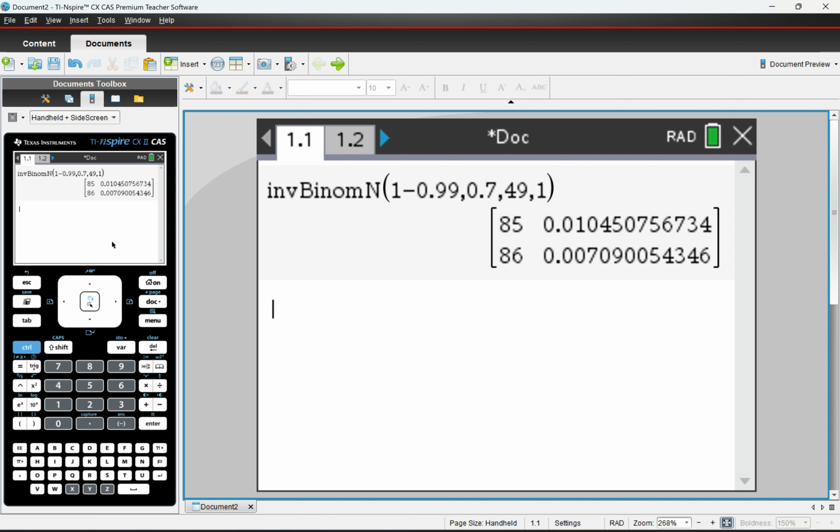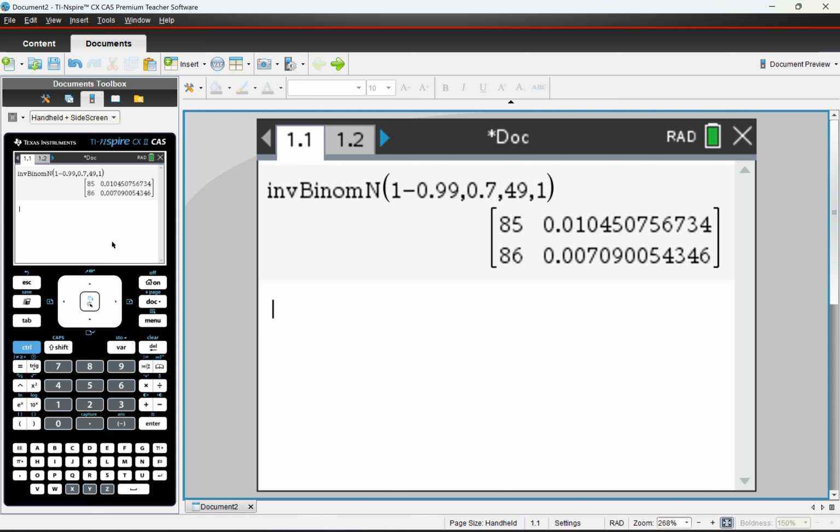I see 85, and I see 86. So you can see, we said we want it to be less than, was it greater than or less than? I've forgotten now. But this is when it's going to be less than 0.01. Okay, so this is when it's still 0.01, bigger than 0.01 by a bit, and this is when it's less than. So the matrix form tells you the one before and the one after.